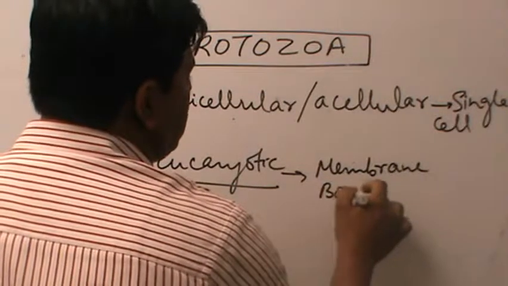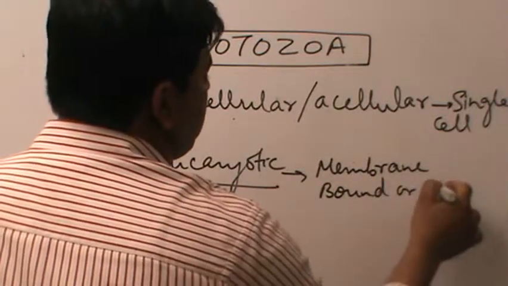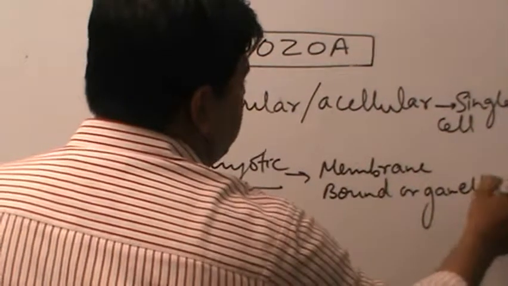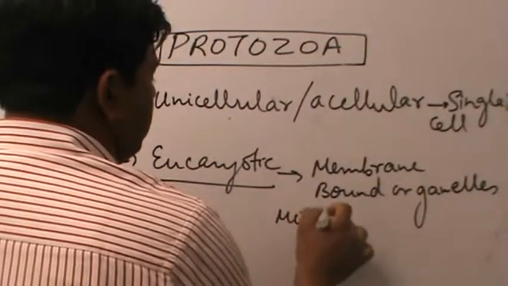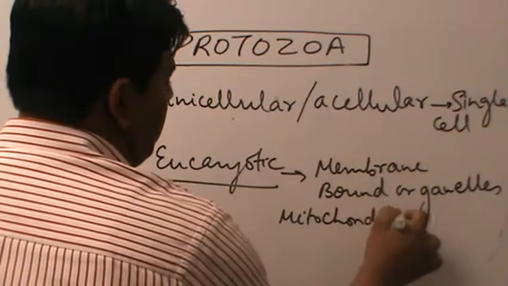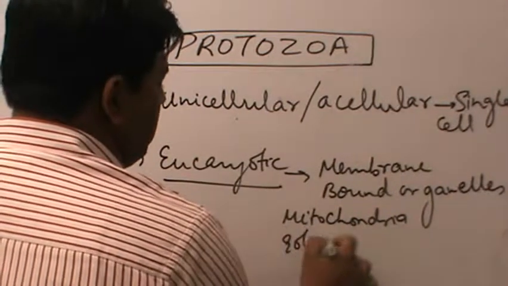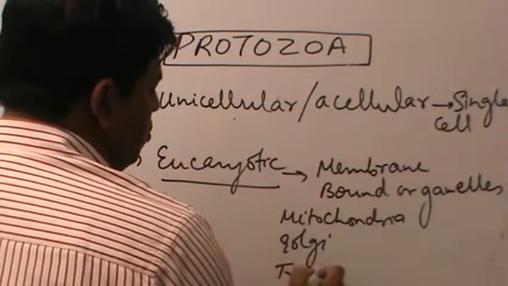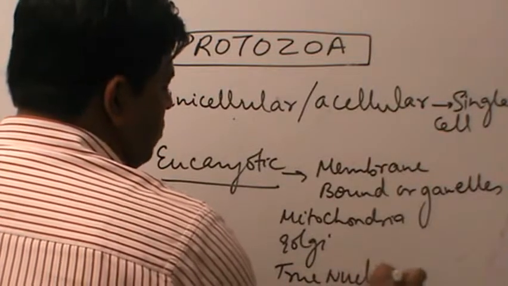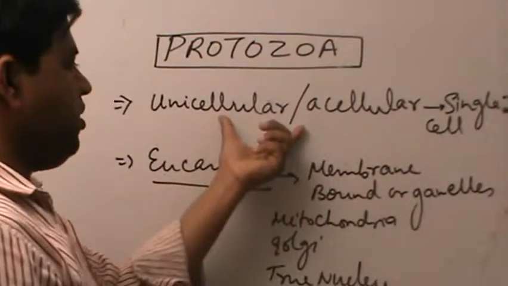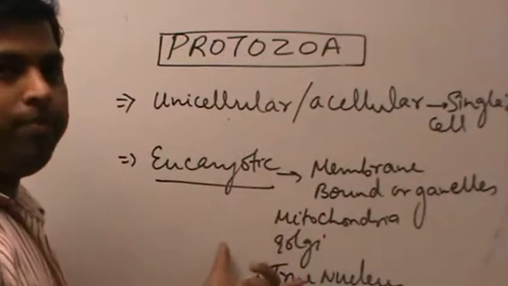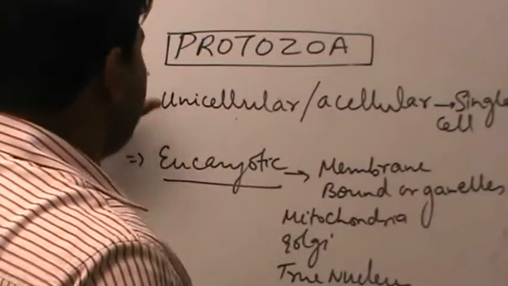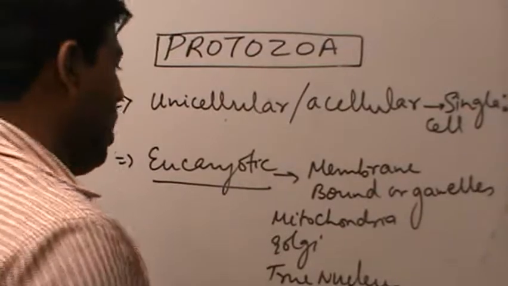Membrane bound organelles such as mitochondria, Golgi apparatus and a true nucleus. So these are unicellular, that is single cell, with membrane bound organelles. These are known as protozoa.